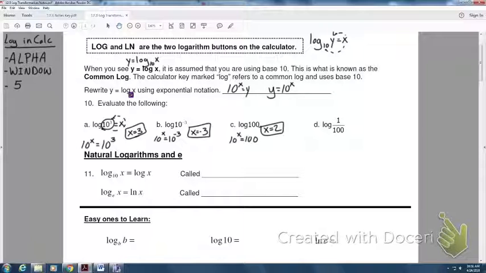And then on D, 10 to the power of x equals 1 over 100. So x would equal what? Because that negative is what makes it the fraction. Going down here again, this is what is called the common log.